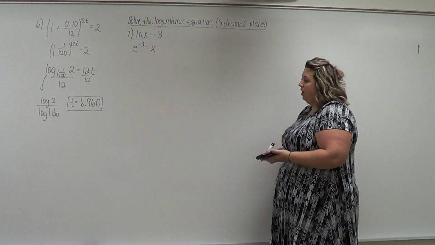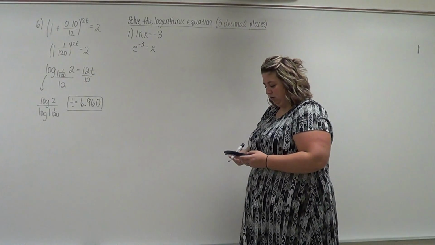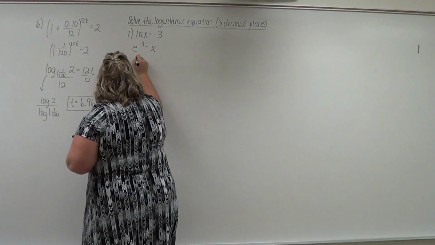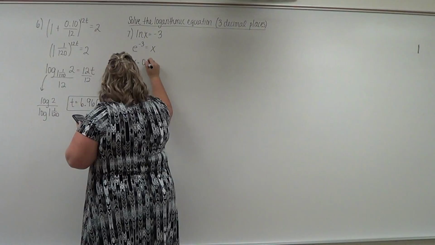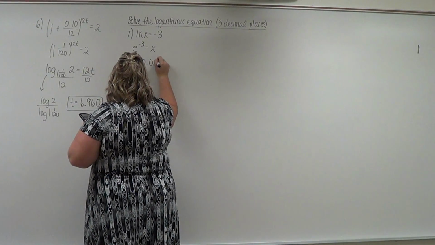Since x is by itself, all I do now is plug it in and figure out what e to the negative third is. So x equals 0. If I round correctly, this would be 0.50.